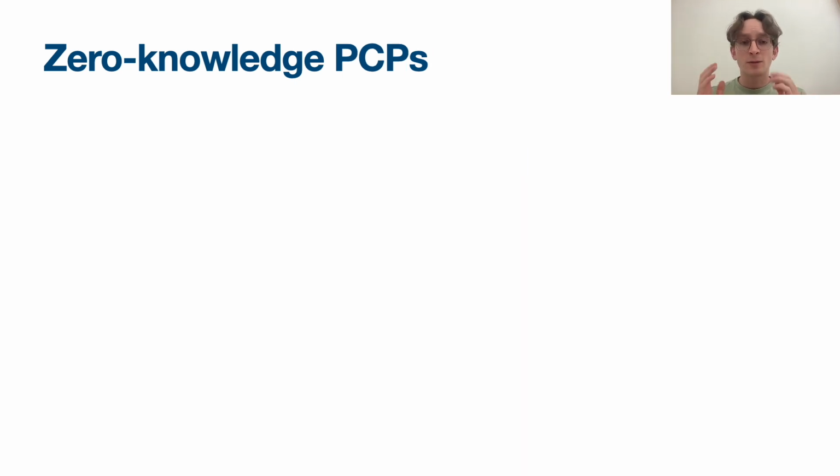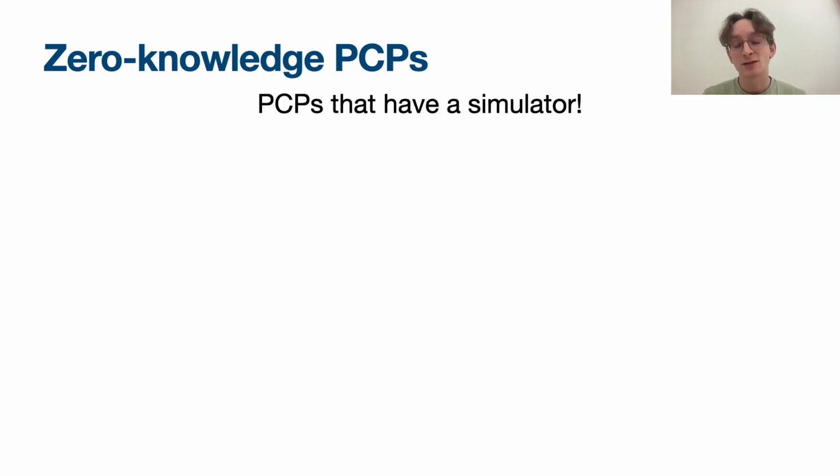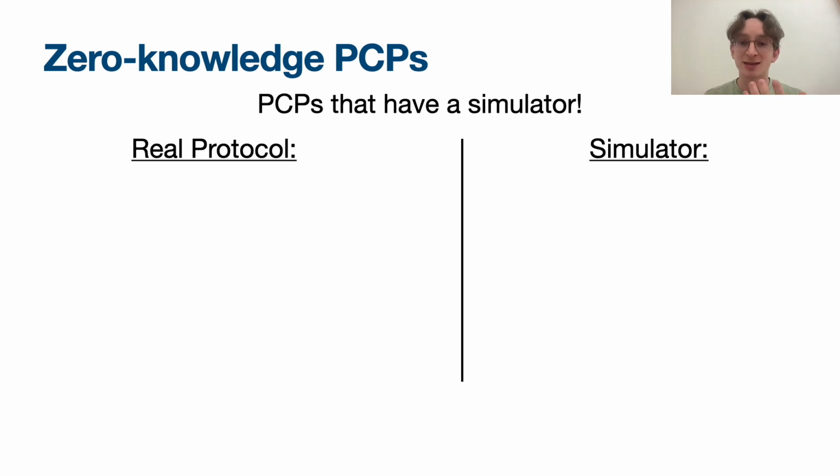So that's the background. So what are zero-knowledge PCPs? Well, it's pretty easy to explain with that stuff out of the way. They're just PCPs that have a simulator. So the verifier, on inspecting the proof, shouldn't learn anything more than the claim that X is in the language.